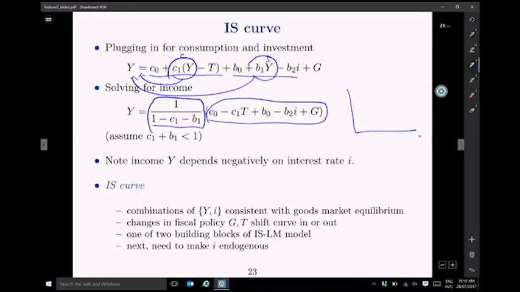But to give you a preview, if you have output here and interest rate here, you have this IS curve, downward sloping. So the IS curve describes the equilibrium condition in goods market, and all the points are the combinations of output and interest rates that are consistent with goods market equilibrium. This is the first building block of the IS-LM model. It describes equilibrium in goods market.